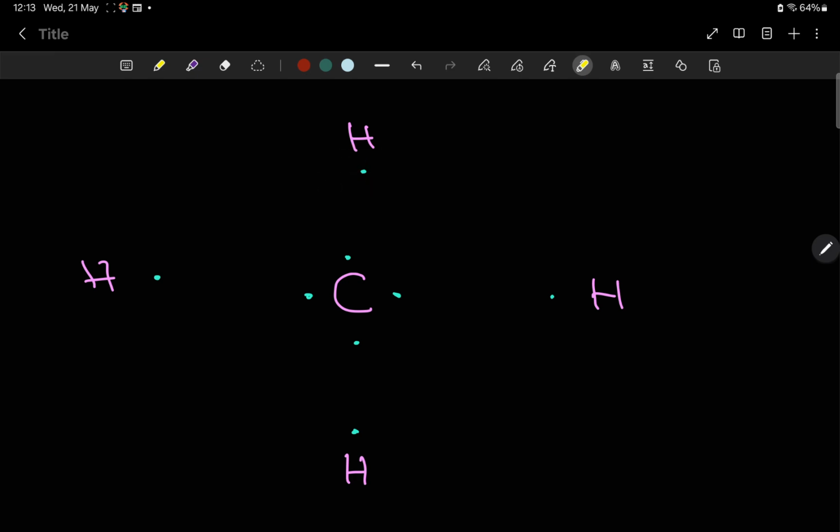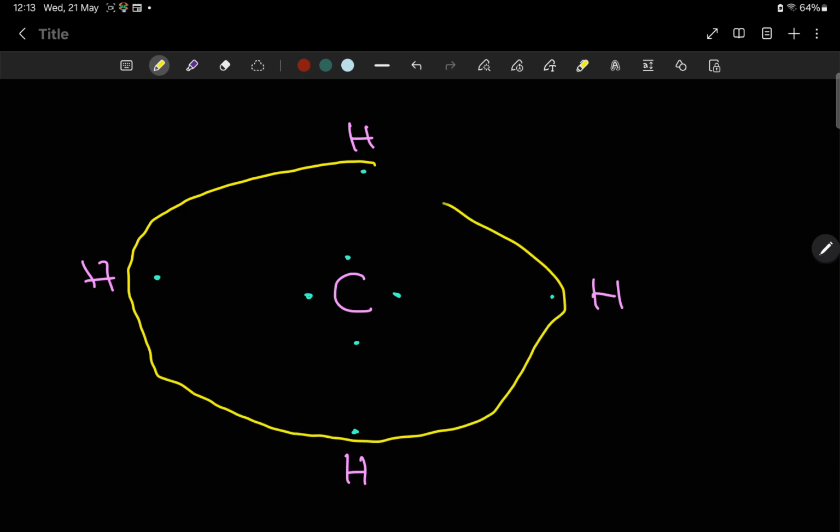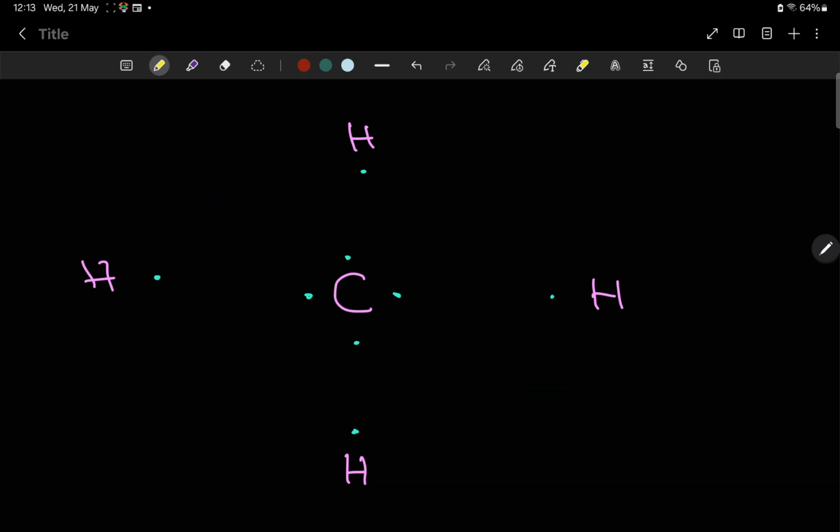So each hydrogen shares its electron, so there are 1, 2, 3, 4. And it will look like this: 1, 2, 3, 4, 5, 6, 7, 8. Carbon has attained its octet configuration and hydrogen has attained its duplet configuration.